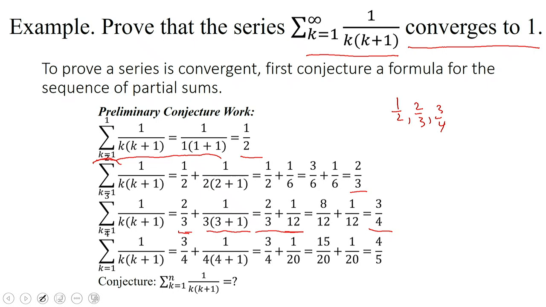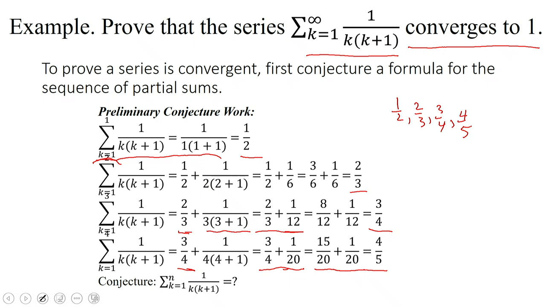So if we add up the first 4 terms, we already have 3/4. And then the next term is 1 over 4 times 4 plus 1. So that's 1 over 20. And if you add that to 3/4, you're going to get 15 over 20 plus 1 over 20, which adds up to 4 over 5. So the next term in this collection of sums is going to be 4 over 5.